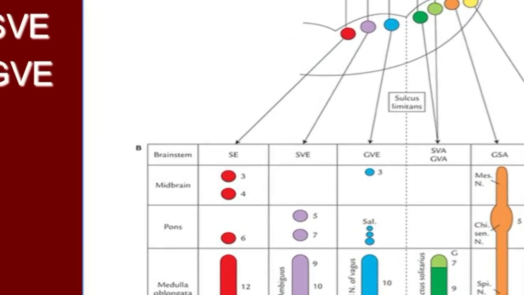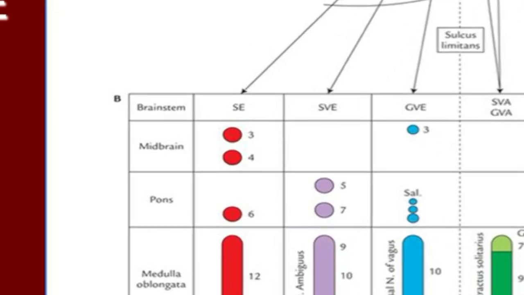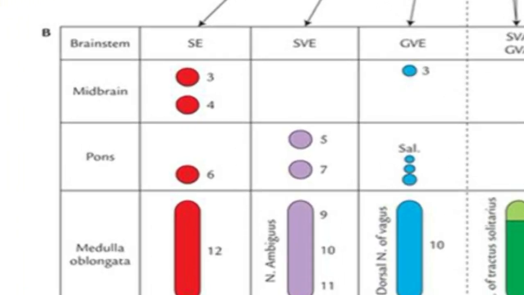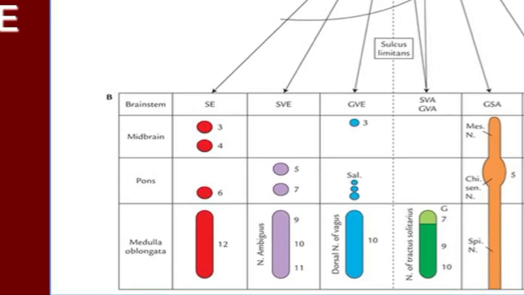Shall I rewind it once more? So the first one is SE, marked as red. You find what are the structures present in SE, or somatic efferent? Efferent to somites. What are they? Extraocular muscles, muscles of the tongue. So 3, 4, 6, 12. That's the reason why you can see it's marked there. 3, 4, 6, 12.